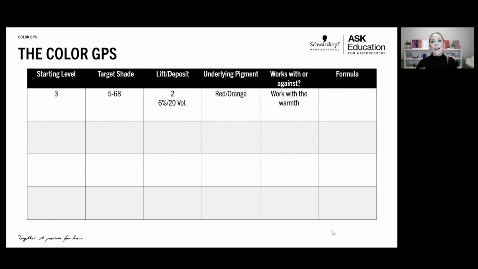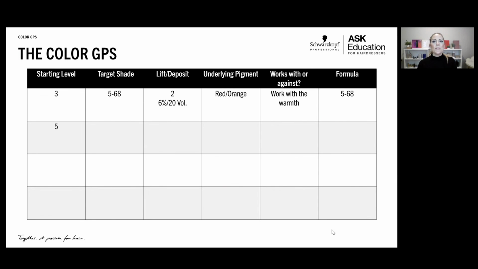So what will be the actual color that I will choose, or the formula that I would choose, is going to be exactly what I'm going for, 5-68. So mixing that 1-to-1 with my 6% 20 volume, and I know it's not on here, but how long would I process that developer? Would be 30 to 45 minutes, right? Because I'm lifting 2 levels and I'm using 20 volume.